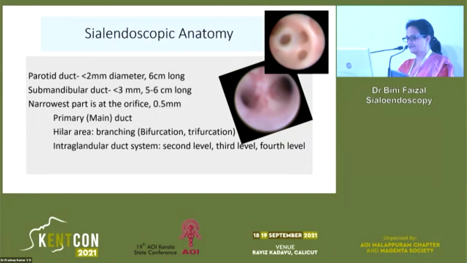So you have the hilar area, which can be bifurcating or trifurcating. And from there, very much like the bronchus, you have the second level, third level like that.